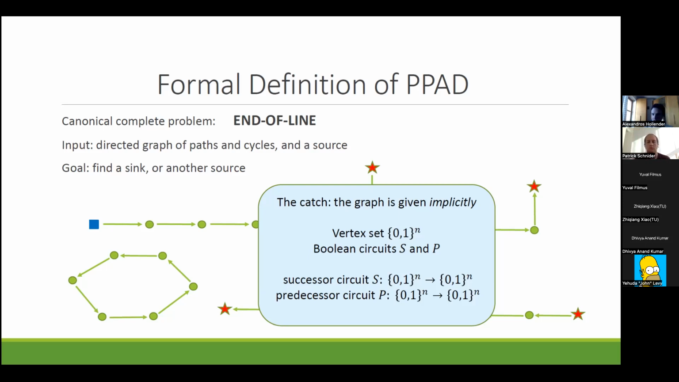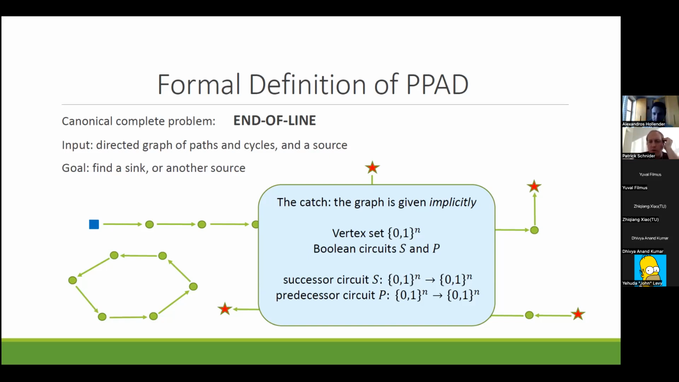Maybe let me just pause here again to see if there are any questions about this definition, which is perhaps a bit unusual. I have a small one again.